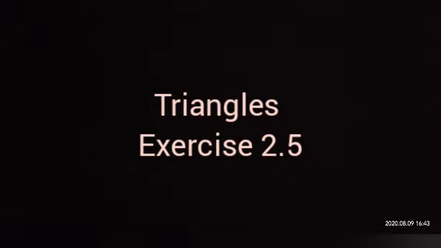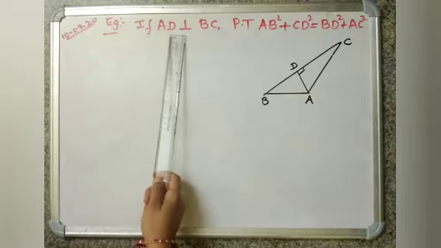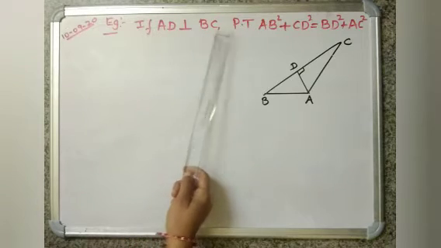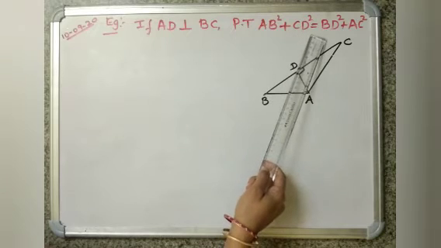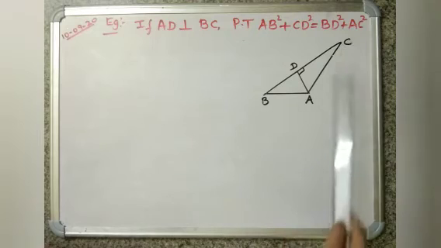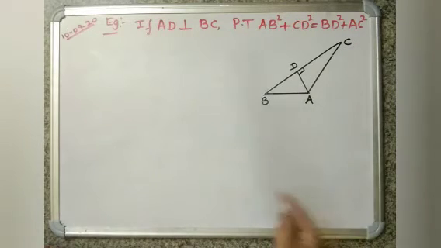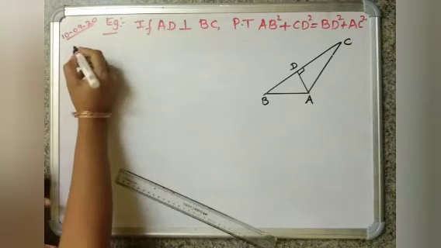Let's work out the problem given in exercise 2.5 and also a worked example in your textbook. Let us work out an example. If AD is perpendicular to BC, prove that AB square plus CD square is equal to BD square plus AC square. Here the figure is given. Now let us prove this by using Pythagoras theorem.